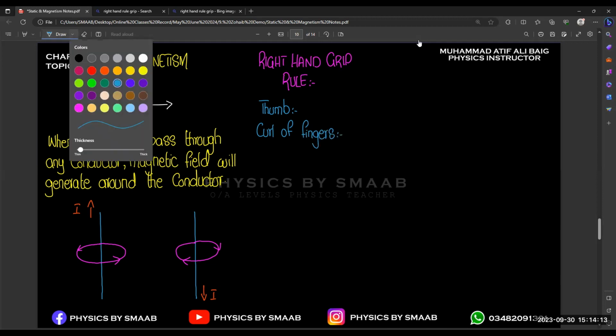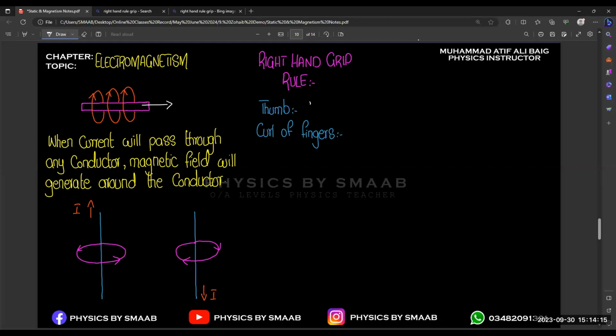So basically, the thumb indicates the direction of electric current, and the curl of the fingers indicates the magnetic field, right?